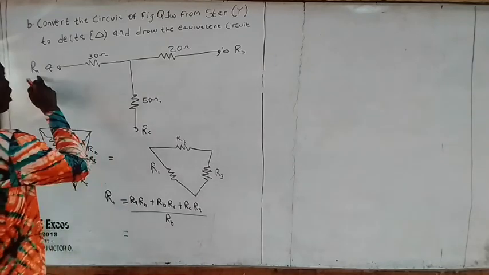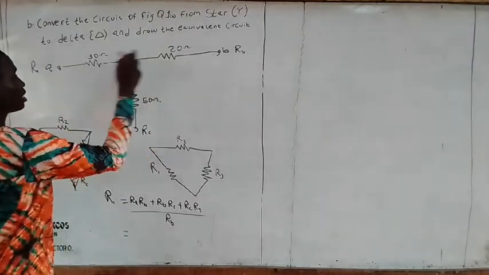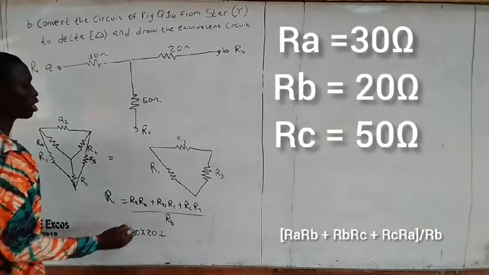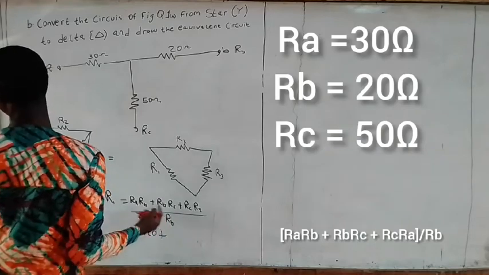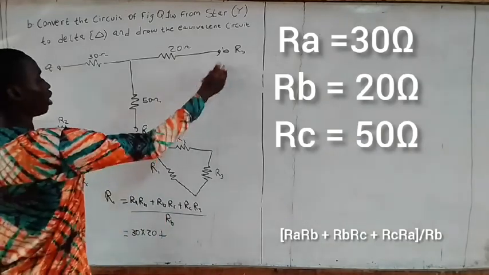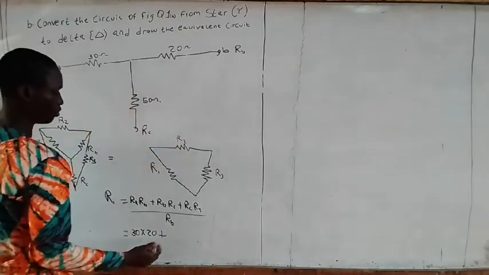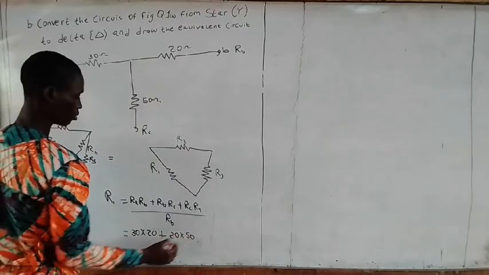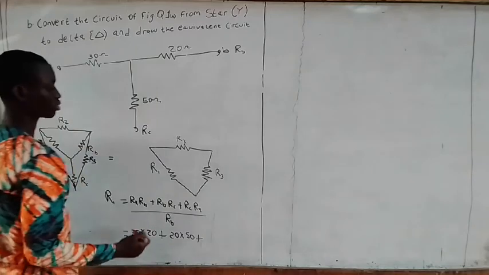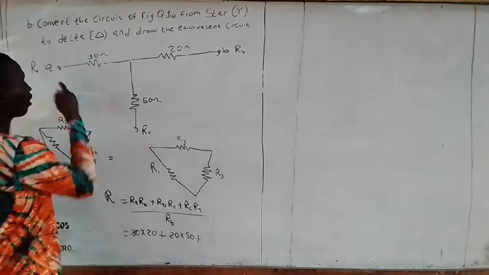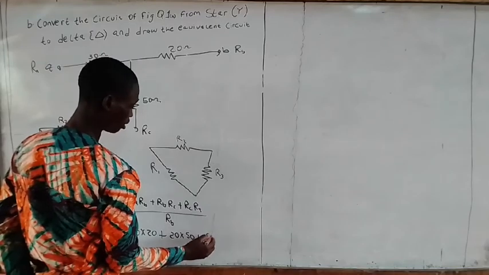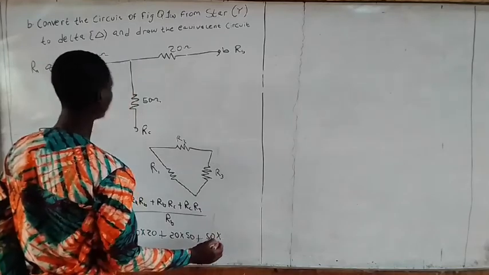RARB, that is 30 times 20, plus RBRC, that is going to be 20 times what? 50. Plus RCRA, that is going to be what? 50 times 30.